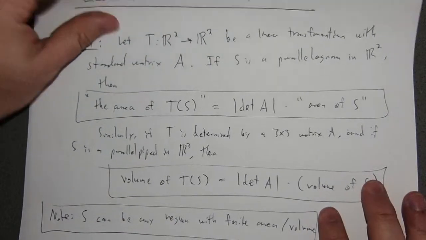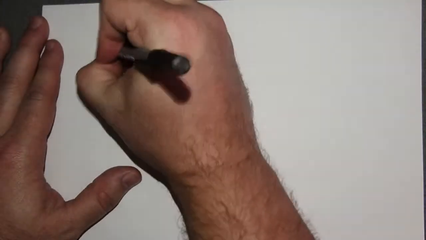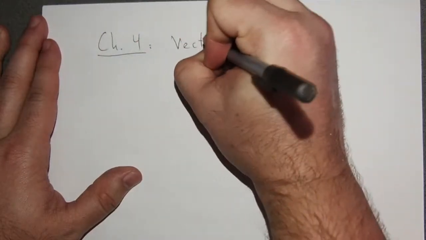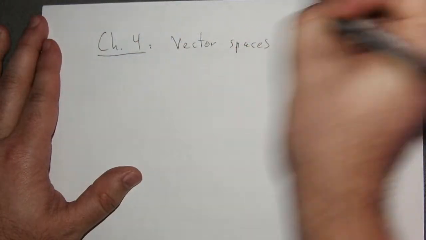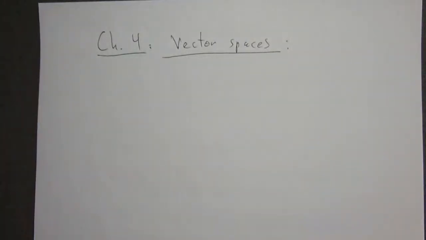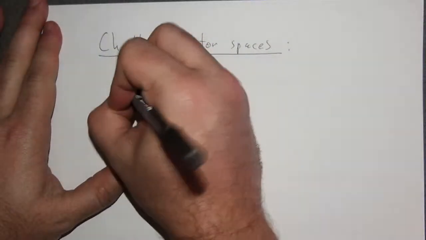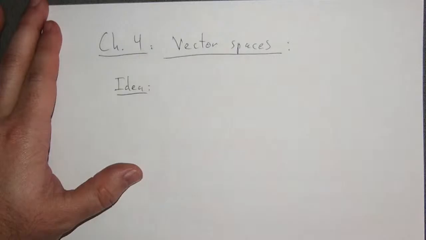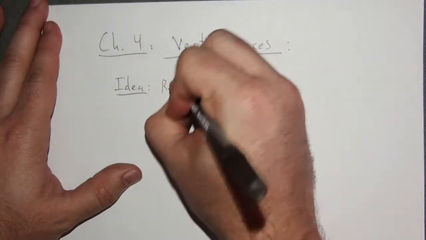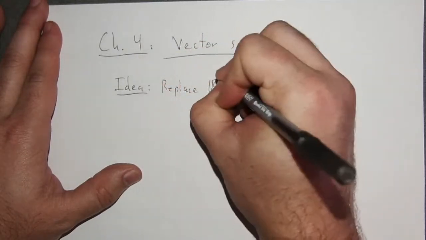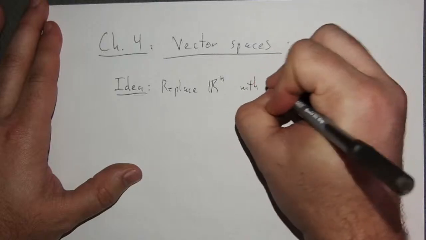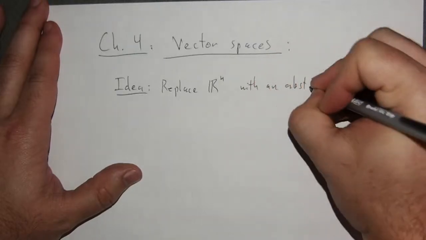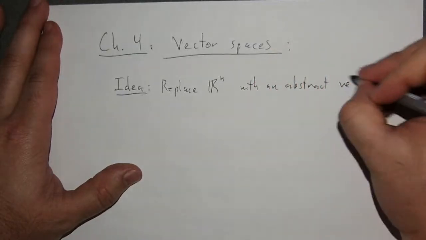So we are done with chapter 3. We move on to chapter 4, which is abstract vector spaces. So what is the idea here? Replace Rn with an abstract vector space.